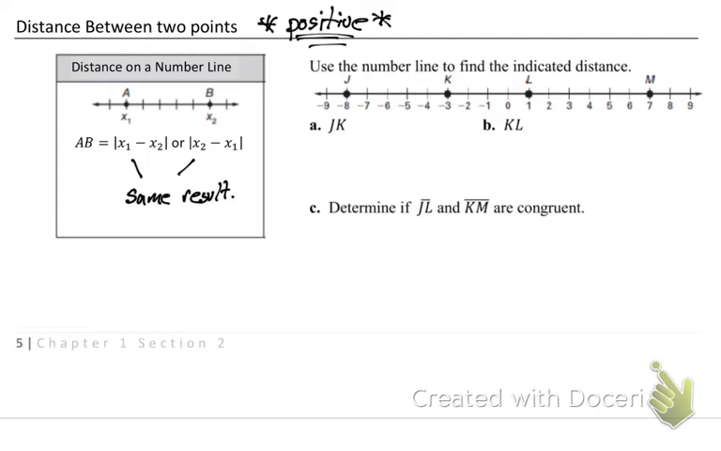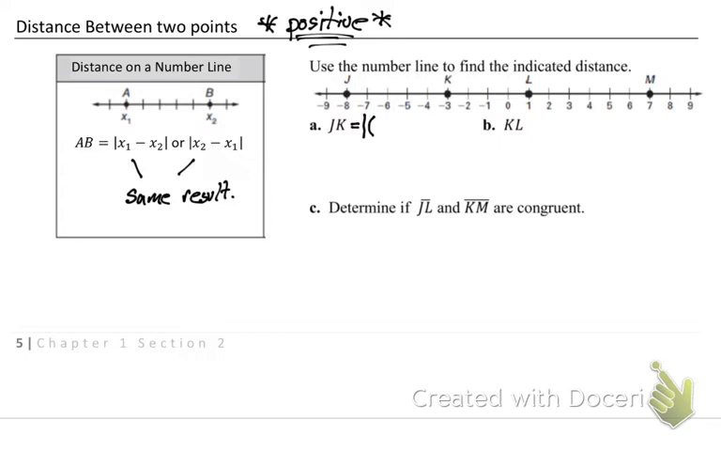So let's find the distance from J to K. I already said that it should be 1, 2, 3, 4, 5, right? So if I plug in this formula, it should be correct. So JK is going to equal the absolute value.